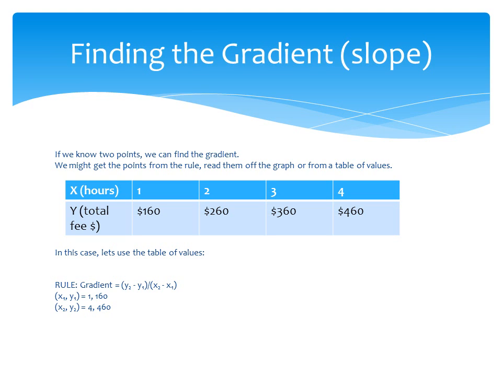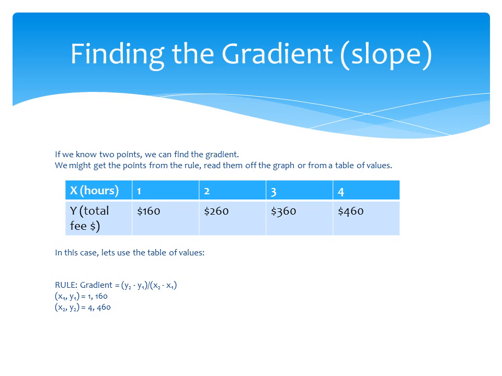The next thing we have to do is be able to find the gradient, the slope of the line. If we know 2 points, we can find the gradient. There are different ways we can get the points. We might get the points from calculating them from the rule we've got. We might read 2 points off the graph. We might read them from a table of values. I've got a table of values here, so we can use these.